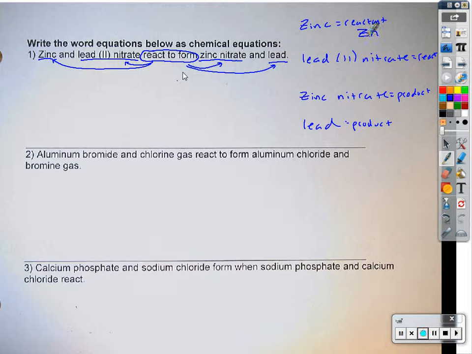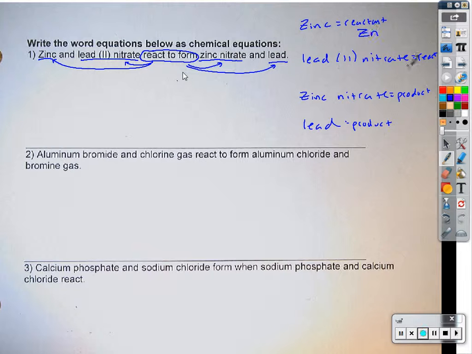Now remember, we have 7 diatomic elements: hydrogen, nitrogen, oxygen, fluorine, chlorine, bromine, and iodine. If it had been one of those, we'd have to put that subscript 2 on it. And again, it's only with those. Now we move on to the next one.